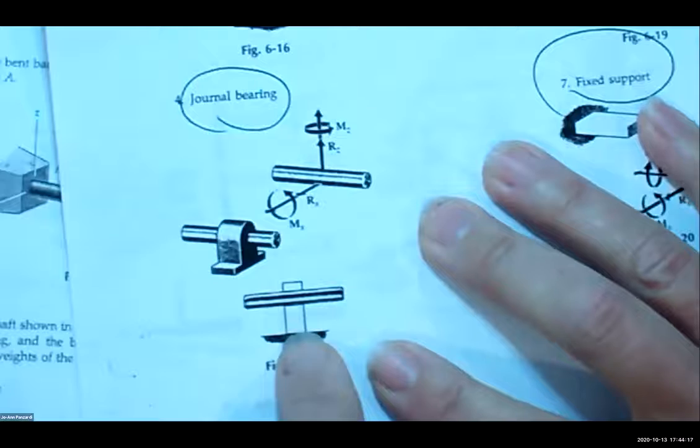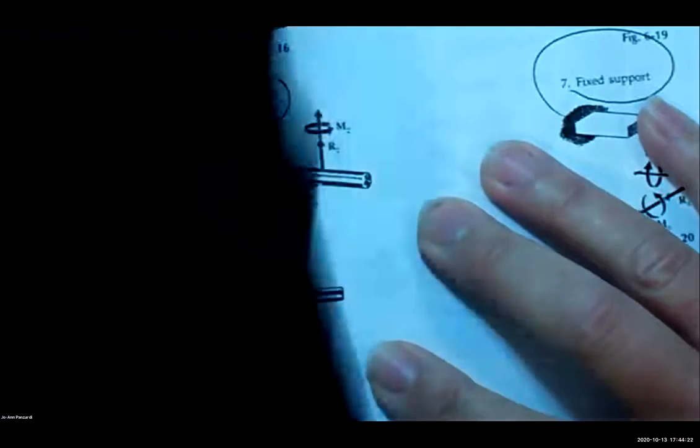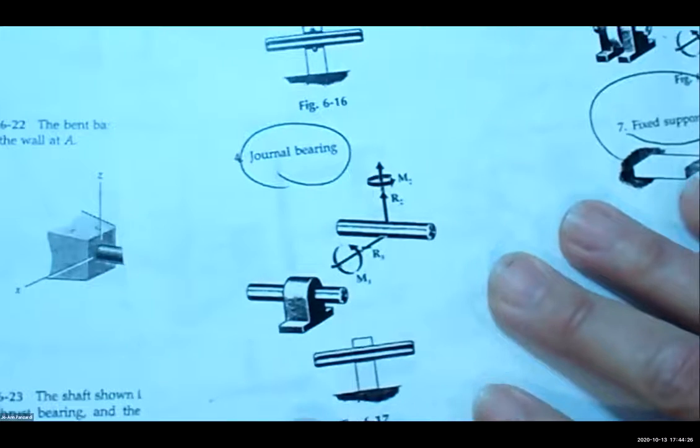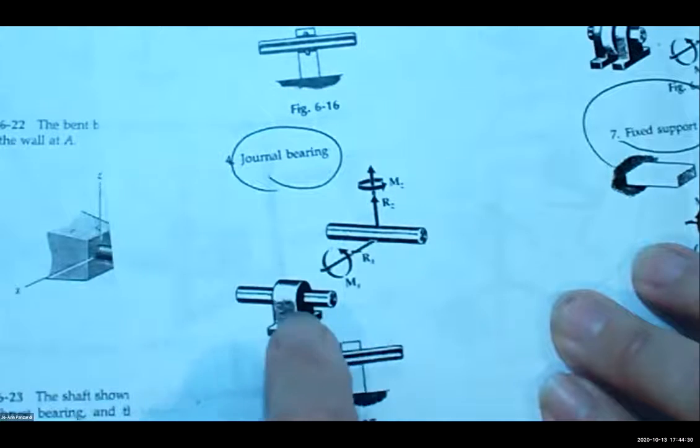You guys, basically you have a rod and a collar, and it's called a journal bearing. You have to memorize the name. Journal bearing is a rod within a collar.